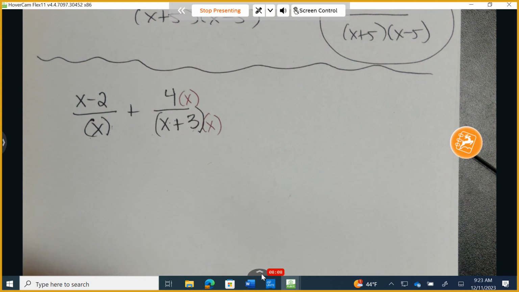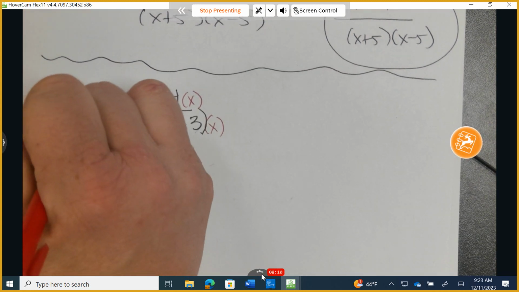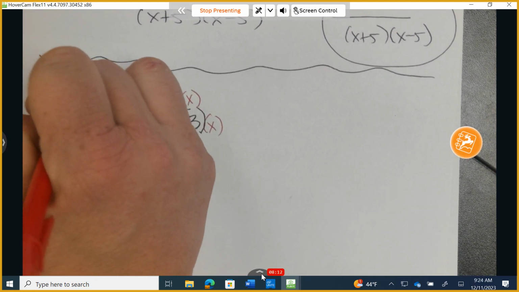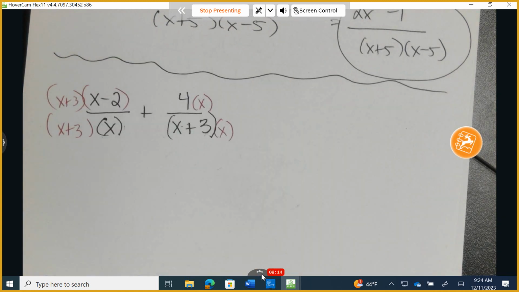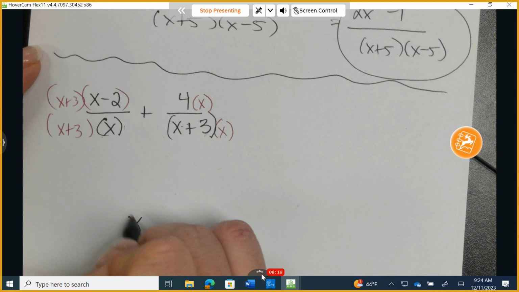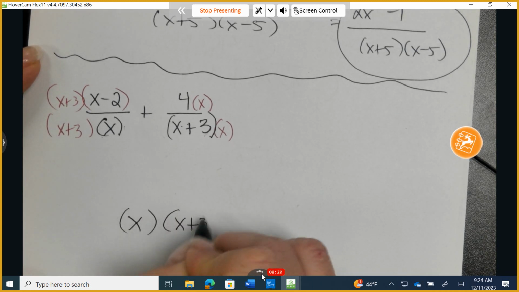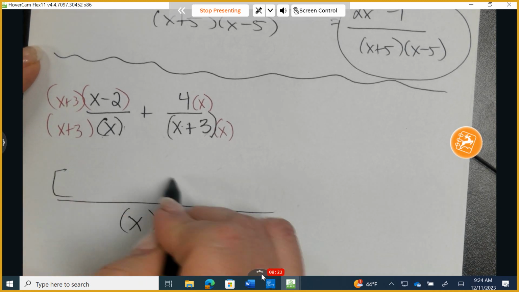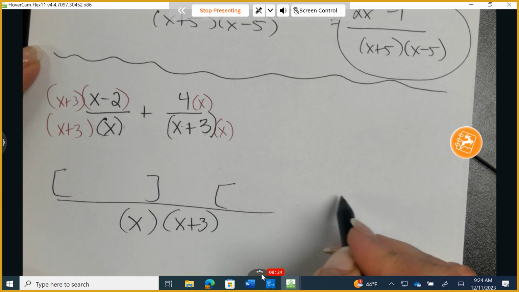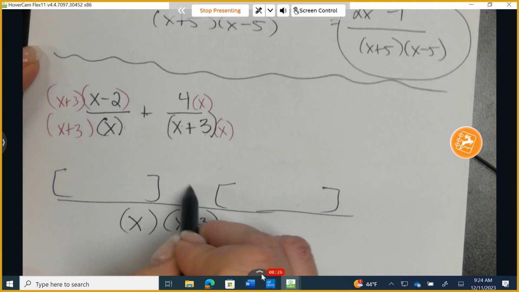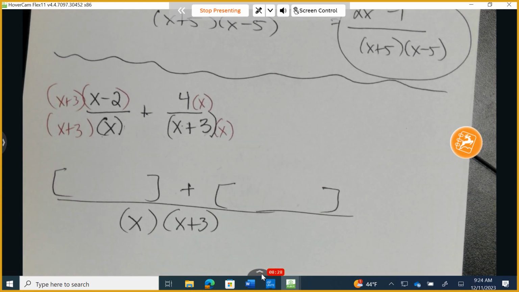The left-hand side is missing the x plus 3, and now I have the common denominators. The common denominator is x times x plus 3. I'm going to make a spot on the left and a spot on the right to do my work, and it's going to be separated by an addition sign.